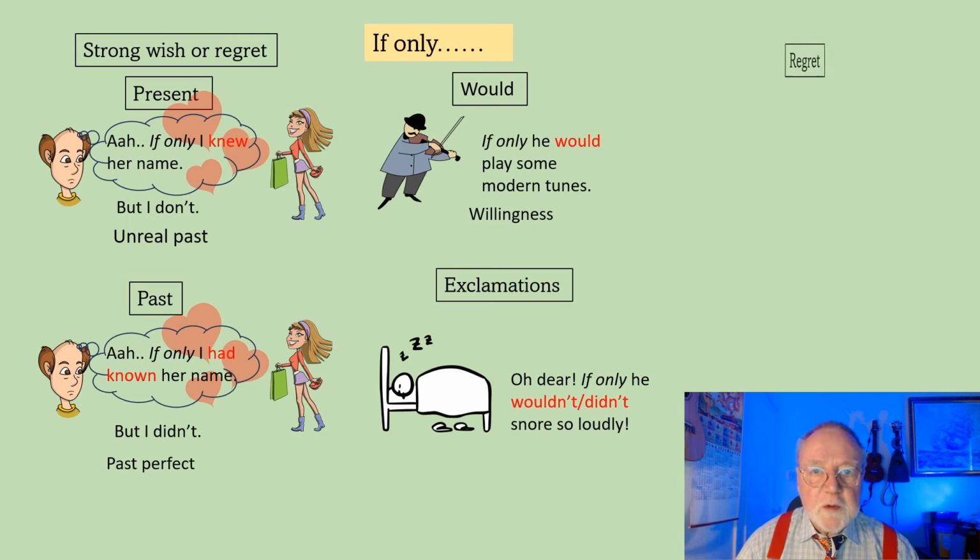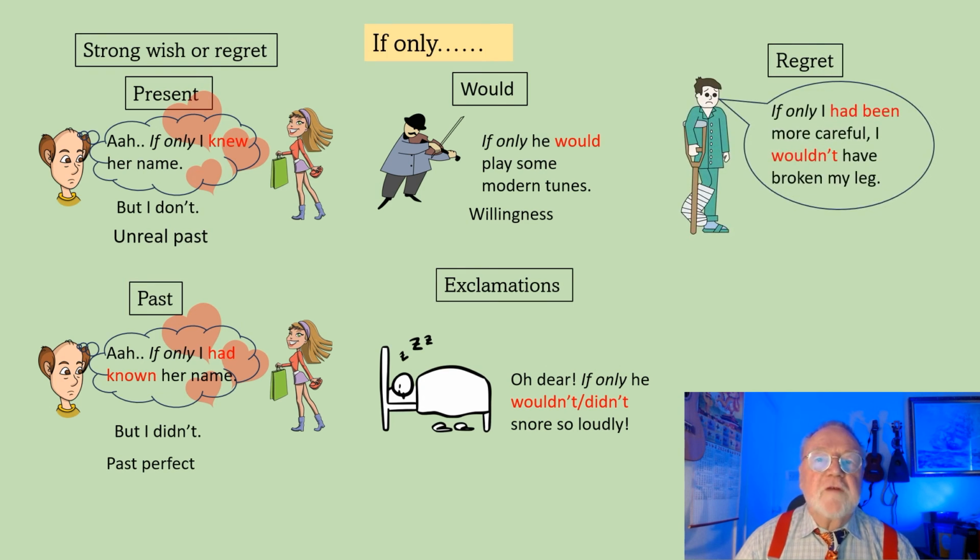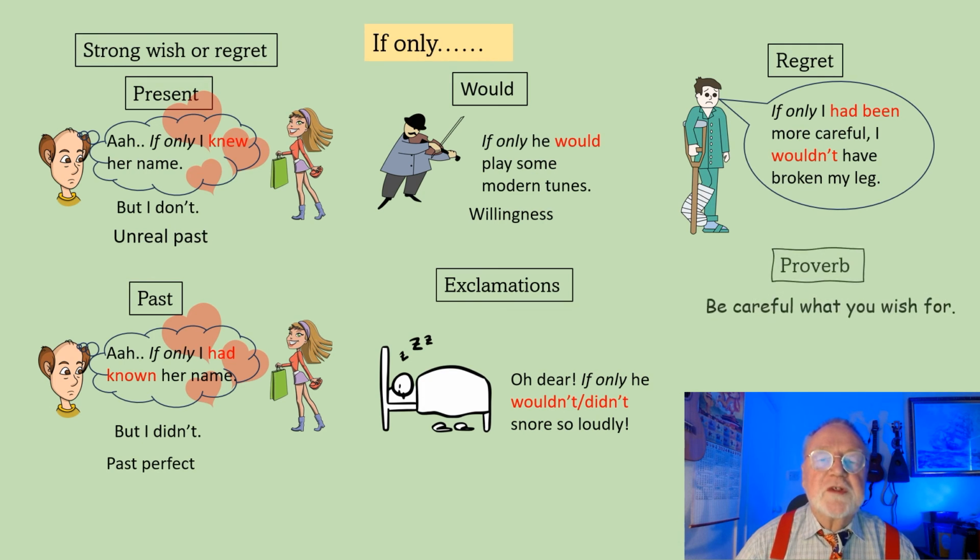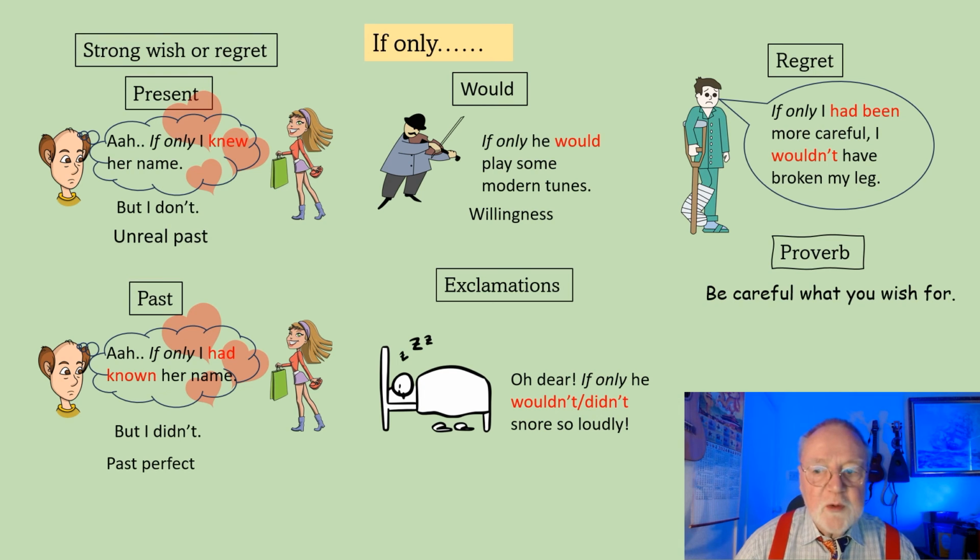If only is very useful when you regret something. If only I had been more careful, I wouldn't have broken my leg. Now, if you look at this closely, you will see this is actually a third conditional. And you can look back to the previous video to check out how we structure the third conditionals. Now, here's an example of an English proverb which uses wish. Be careful what you wish for.